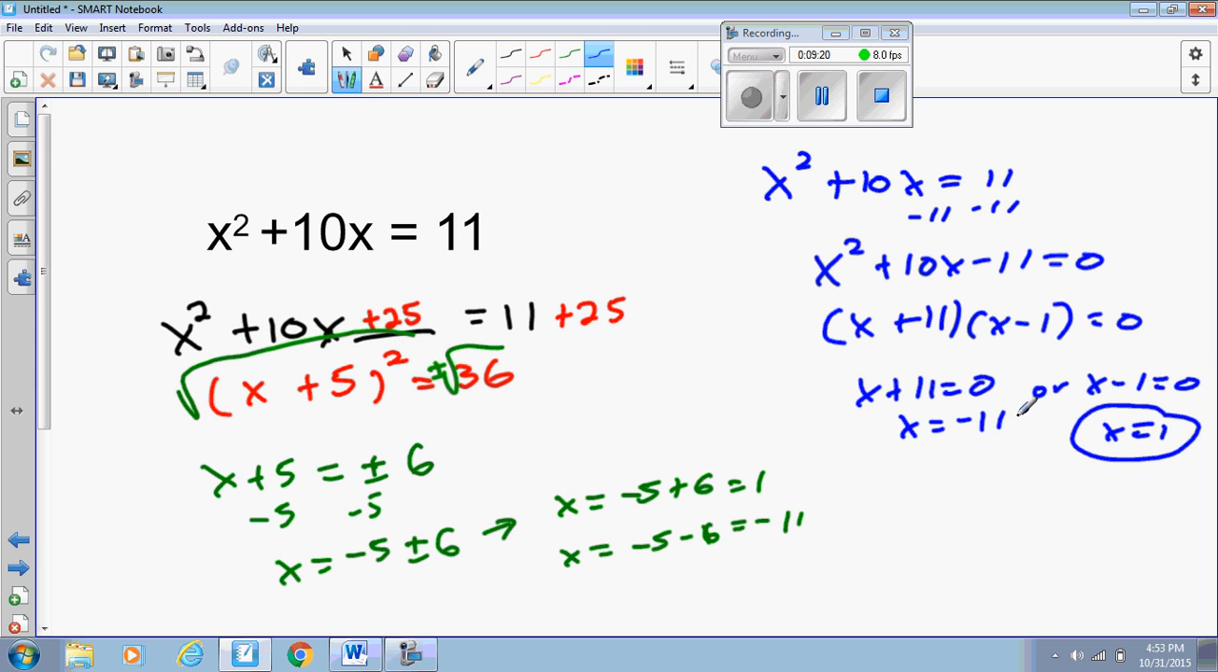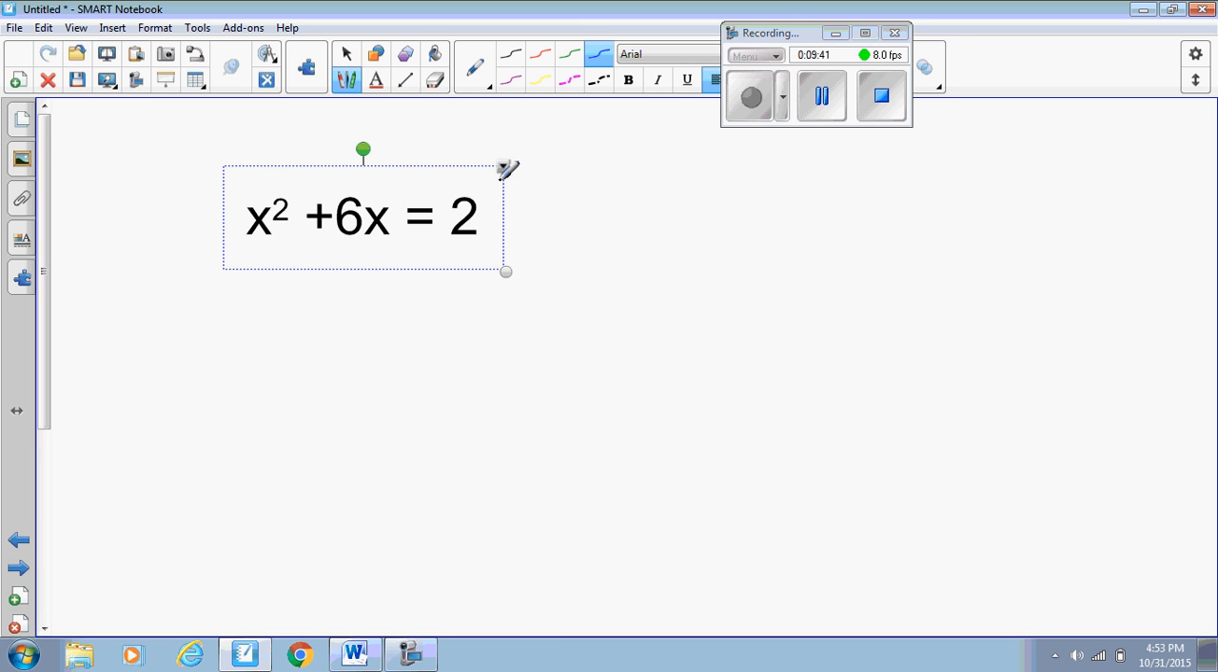Well, notice the answers are the same, and you can do it either way. In fact, if the numbers factor, this is a much quicker and much easier way to do this. However, we do sometimes have problems like this, where it won't factor because there's no numbers that multiply to 2 and add or subtract to 6. So that's not going to work. So now we have to do completing the square.